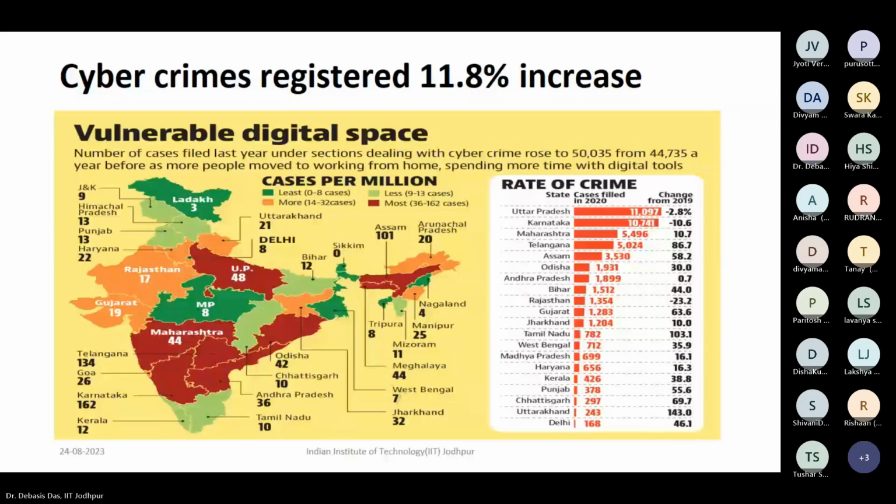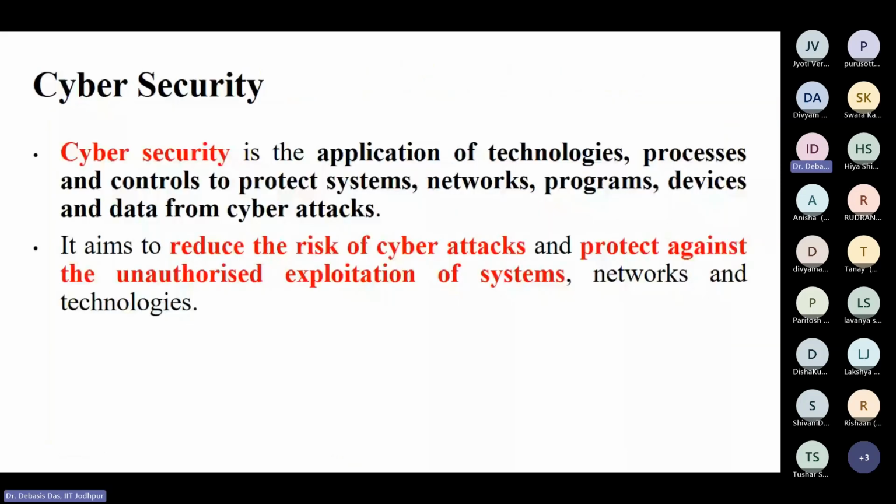Now, what does cyber security provide? Cyber security is the application of technology, processes, and controls to protect our systems, networks, programs, devices, and data from cyber attacks. Cyber attack means any type of attack. So the main aim is to reduce your attacks and protect against unauthorized exploitation of systems, networks, and technology.